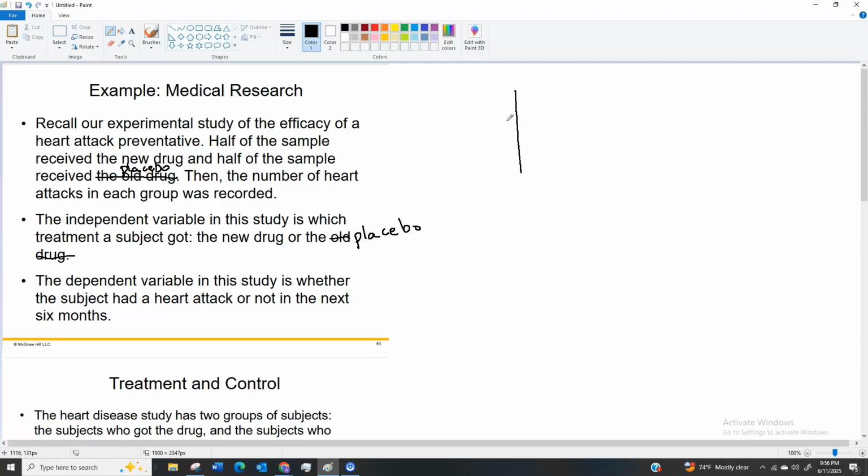So if we think about it in table form, your independent and then your dependent, in this case, the independent was which type of medication or which drug, the drug or the placebo, and the dependent is whether or not they had a heart attack. So the input was the medication, the output was the health results from it.